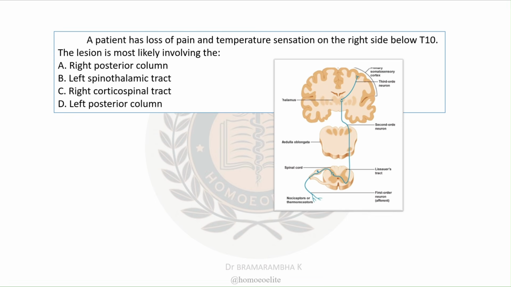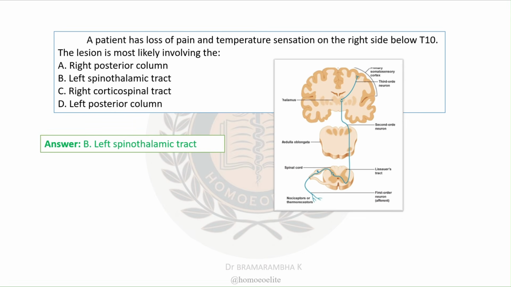For your reference, there's an image as well. The patient is presenting with loss of pain and temperature sensation on the right side below T10. The lesion is most likely involving which of these tracts? The answer is the left spinothalamic tract.